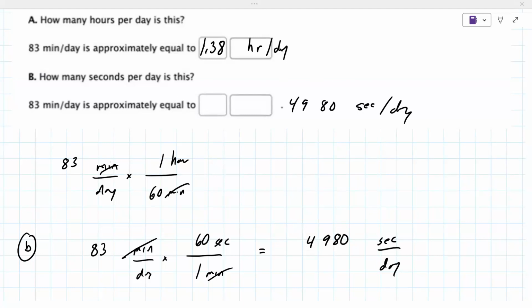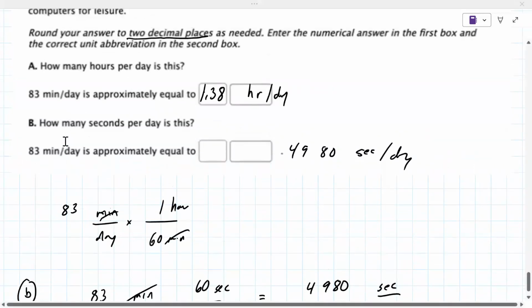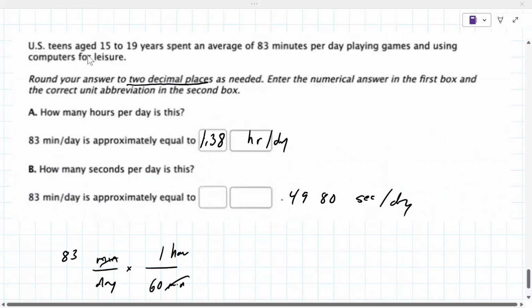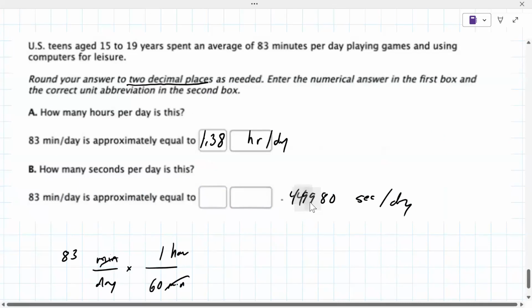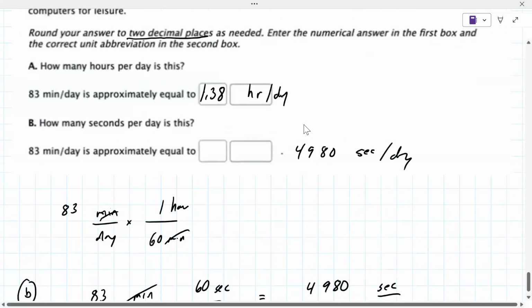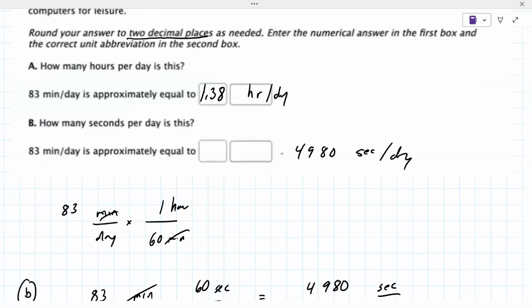I got them wrong. 0.38. I put 1.83, so that was my bad. But is it 49.80 or is it 0.4980? It's 4,980. So no decimal in the second one. So, never mind. Now I got it. I just put it in wrong. All right, good job on that.